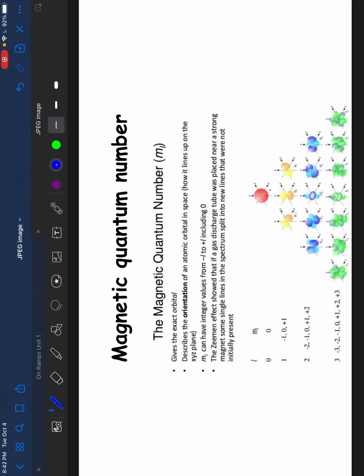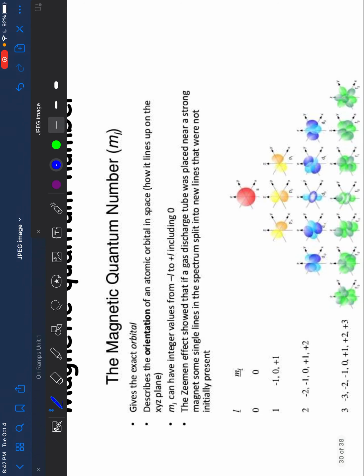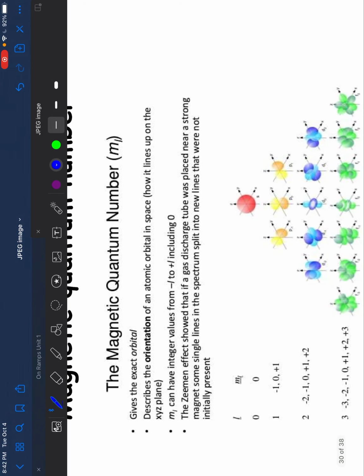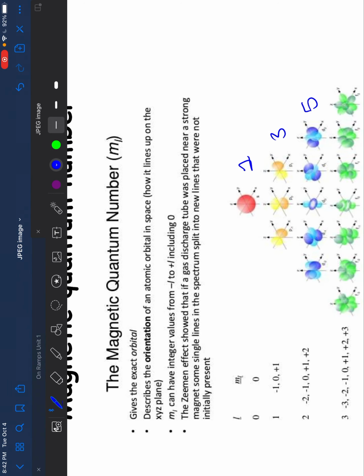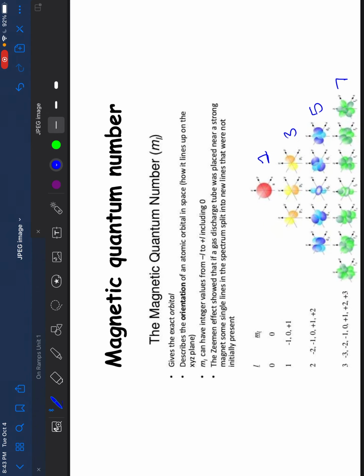Okay, so that shape that we just talked about can be lined up in different ways. So ML is going to tell you how many ways it can be lined up. If you're the P atomic orbital, then you can be lined up in 3 ways. If you're the S, you can be lined up in 1 way. If you're D, you can be lined up 5 different ways. If you're F, you can be lined up 7 different ways. So magnetic quantum number, ML, tells you how many orientations.